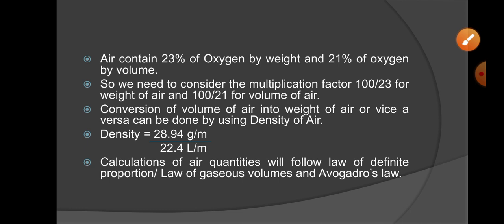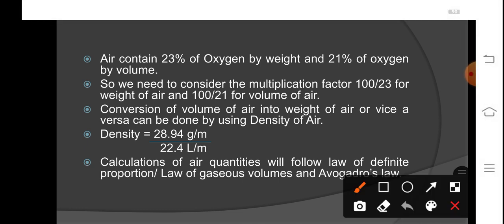We should keep in mind that air contains 23% of oxygen by weight and 21% of oxygen by volume. So this is the multiplication factor which we need to consider during the calculation of oxygen by weight and by volume.